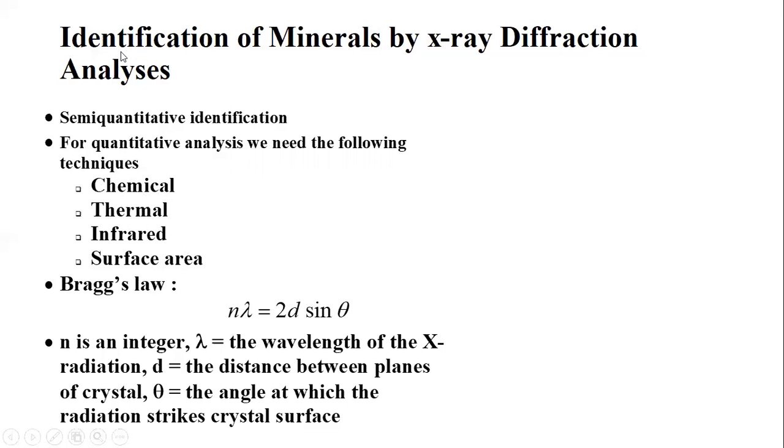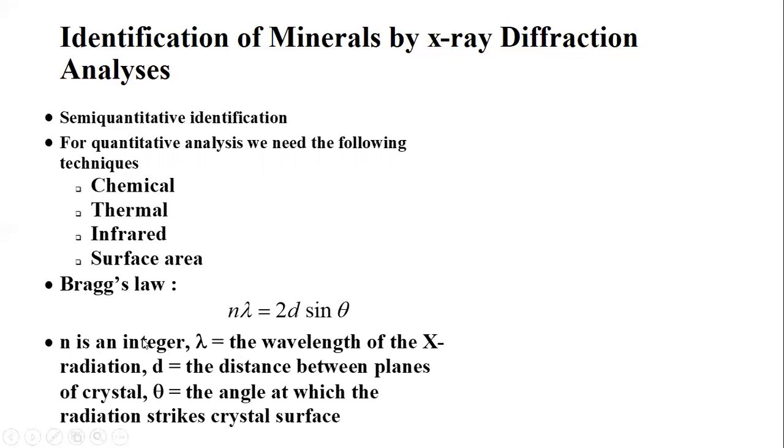Now, for the identification of minerals by X-ray diffraction, we use the law called Bragg's law. Remember, the apostrophe has the name of the scientist, Bragg. Bragg's law, the law of Bragg: n lambda equals 2d sine theta. We will see in a diagram what we mean by all these.